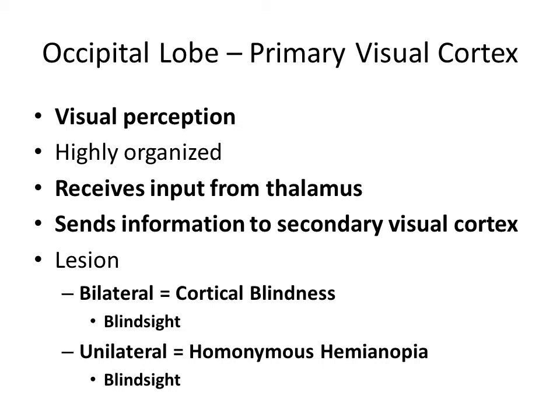Bilateral lesions of the complete primary visual cortex lead to cortical blindness. But the individual may have blind sight because the information is still getting to subcortical structures such as the thalamus, the hypothalamus, and the superior colliculus. Unilateral damage of a primary visual cortex results in homonymous hemianopia. Again, there may be blind sight in this area of lost visual field because the information is still getting to those subcortical structures.